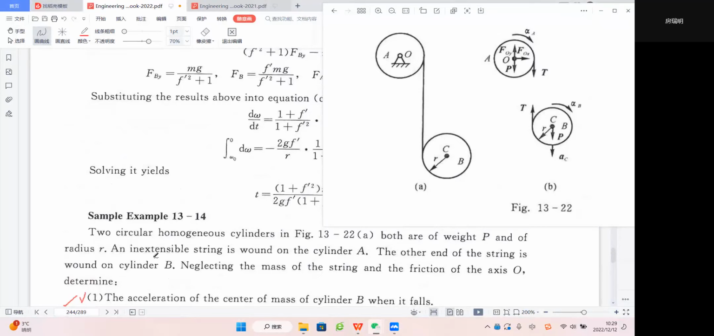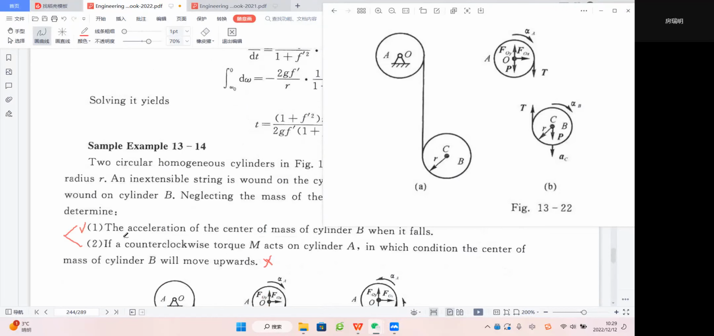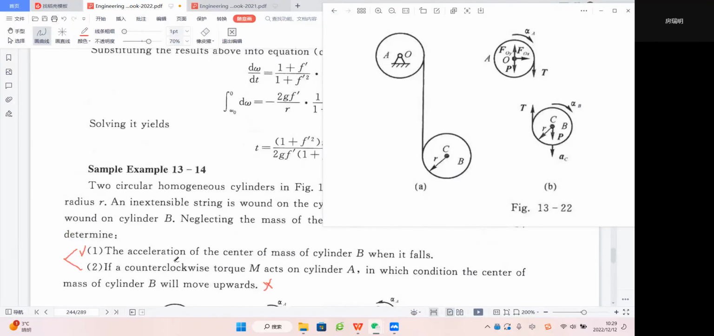An inextensible string between A and B is wound on cylinder A. The other end of the string is wound on cylinder B, right? So neglecting the mass of the string and the friction of axis O, let us determine, we just consider the first question, the acceleration of the center of mass of cylinder B when it falls. So you guys just follow me.